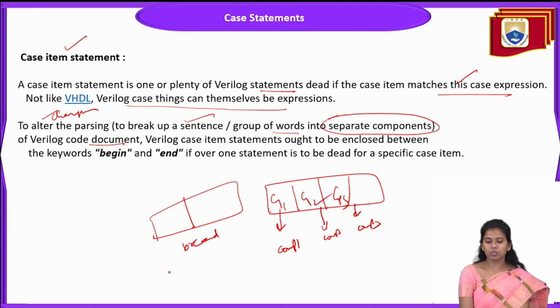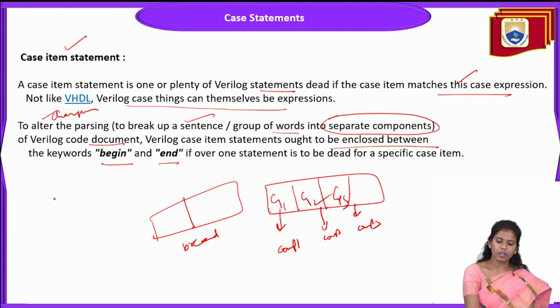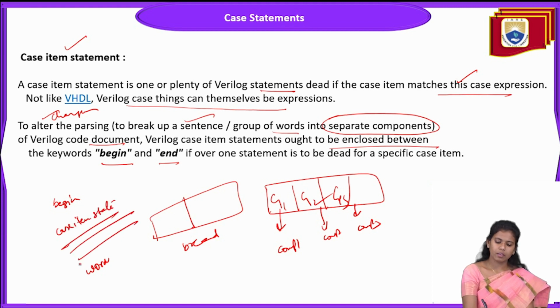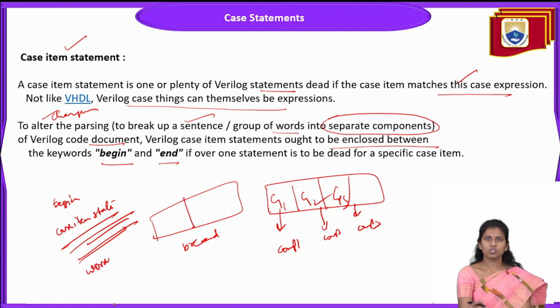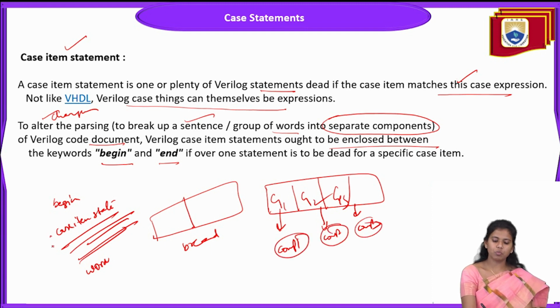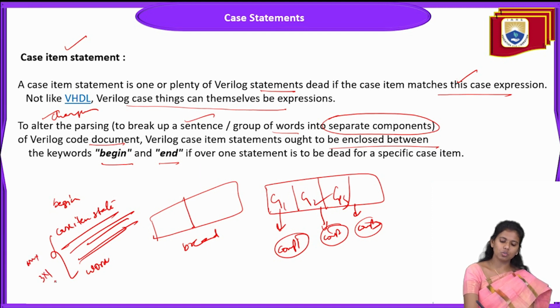So to alter the Verilog code, the Verilog case statements ought to be enclosed between begin and end. That means just to change the code or break the words, only in between begin and end, all the case item statements will be considered, to group the words into separate components. Here, I can talk about a multiplexer with 3:1.